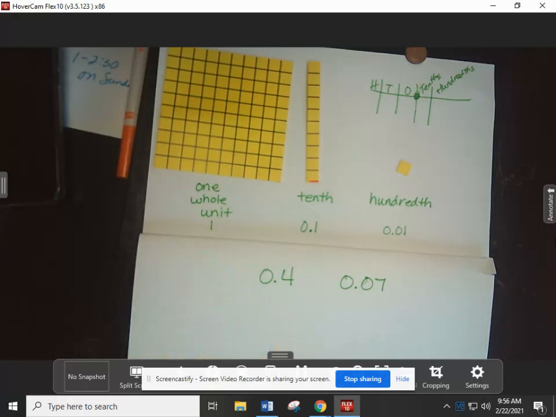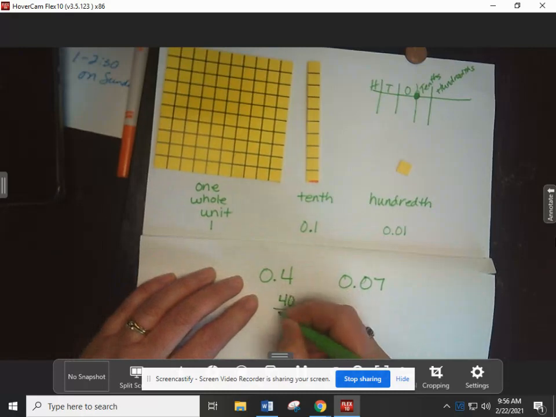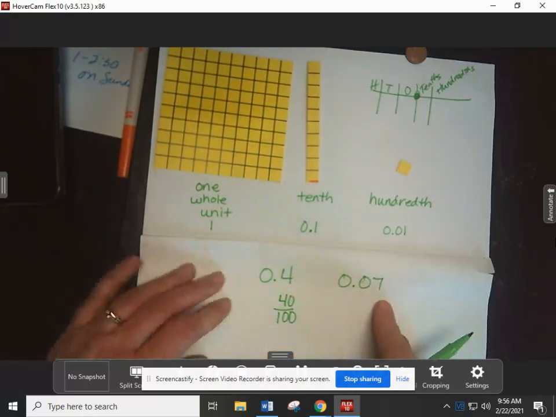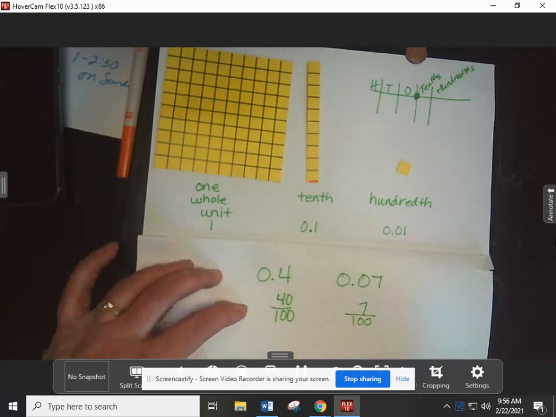Jacob. The 40 cents. You right away said it was 40 cents. Is that okay? Yes. Okay, so Jacob right away thought of it like this. How do I write this one, Jacob? That's 7 cents. How do I write it as a fraction? 7 divided by 7, fraction bar, 100. You're correct.